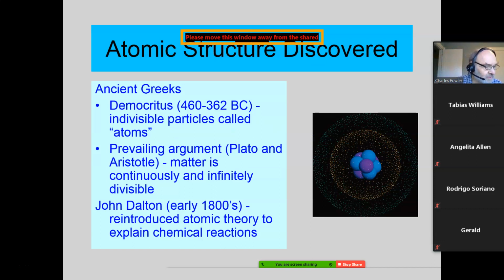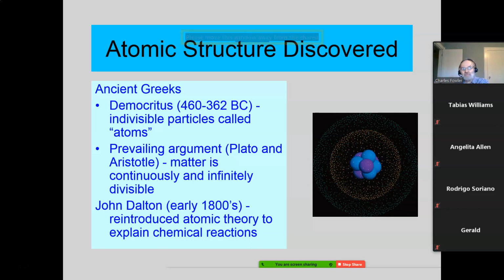Okay, so flipping the page to 8.1, atomic structure discovered. Now we'll go back. I think we've hit this guy before, but we're going to hit him again. The ancient Greeks had at least two different schools of thought on this. The first came from Democritus, an ancient Greek philosopher, and he had this concept: if you have a bar of iron, say, or anything, you broke it into two pieces, you still have two pieces of iron.